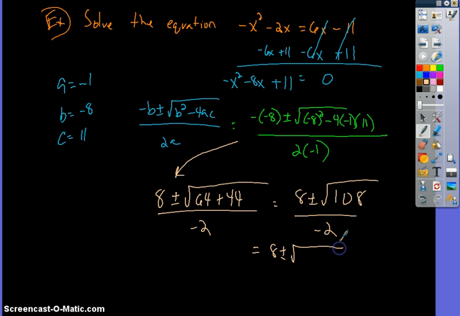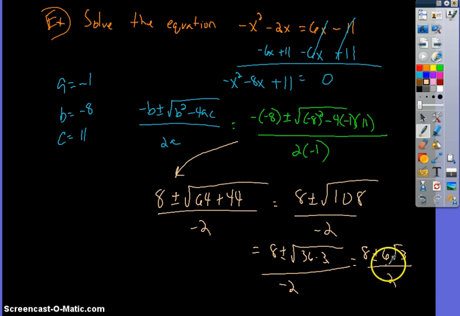How do I know that? I just checked it out. But 36 times 3 gives you 108, and divided by negative 2. So I know square root of 36 is 6. So this is really 8 plus or minus 6 square root of 3 all over negative 2.